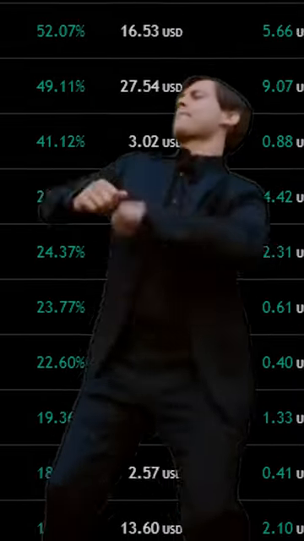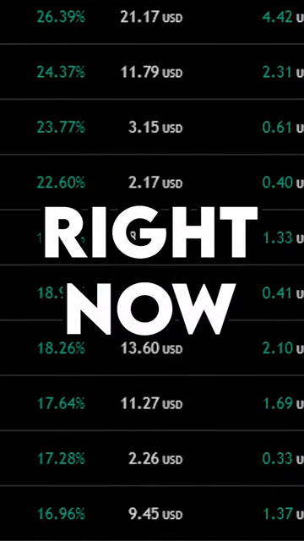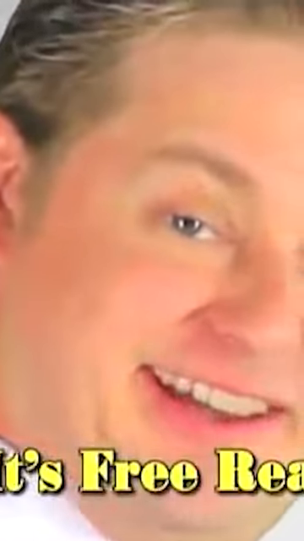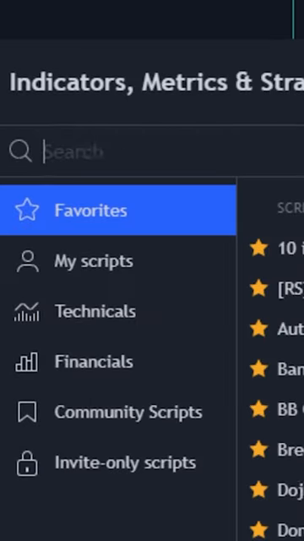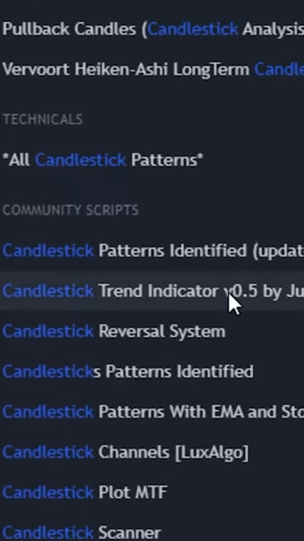Here's an extremely powerful trading strategy that you can use right now. And the best part is, it's completely free. It's free real estate. First, go to TradingView, then go to the Indicators tab and type in Candlestick. Make sure to click the second one right here. The strategy is extremely simple.